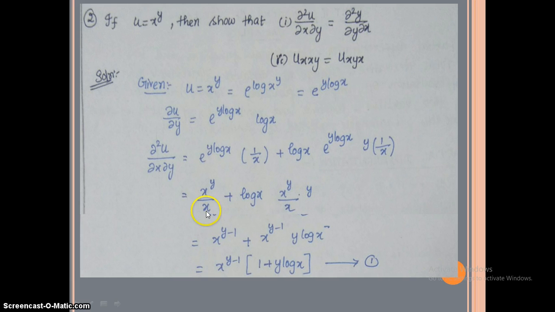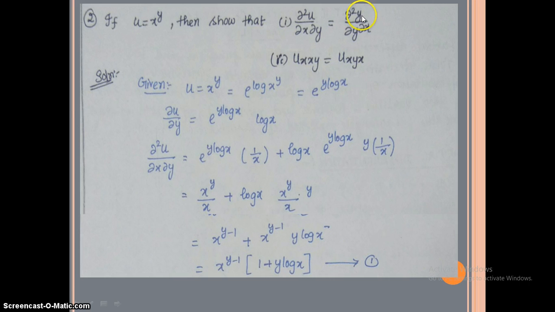That implies this one, take the reciprocal, we get x power y minus 1 plus again x power y into y, this one take the reciprocal, x power y minus 1, then y into log x. So here we can take x power y minus 1 outside, therefore we get 1 plus y log x. This is equation number 1.